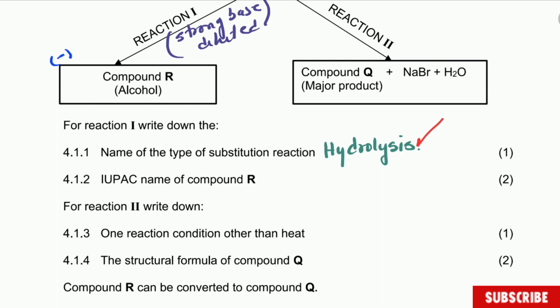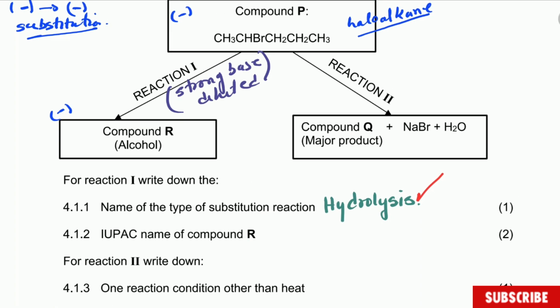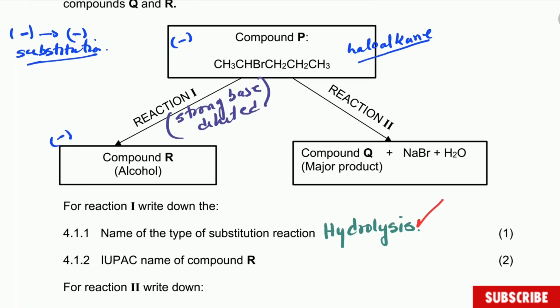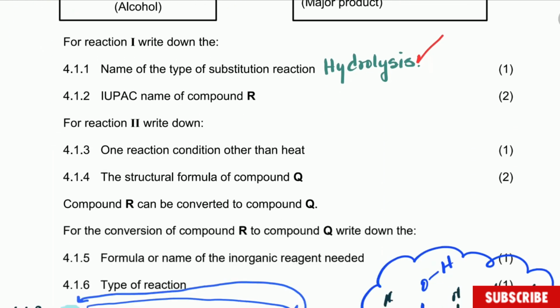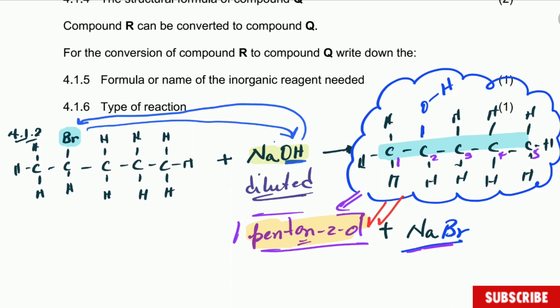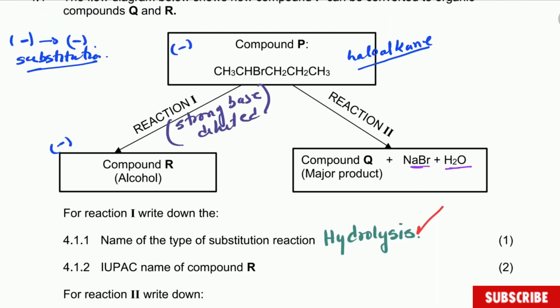Now, the second question. Reaction 2 is here. Write down one reaction condition other than heat. Before we answer that one, let's identify the type of reaction. We have a haloalkane, which is single bonds, and at the end we're going to have NaBr and H2O. It's quite similar to this one, at the end we have the NaBr. However, we also have water. So what is this going to be? This is going to be elimination, and more specifically it's going to be dehydrohalogenation.